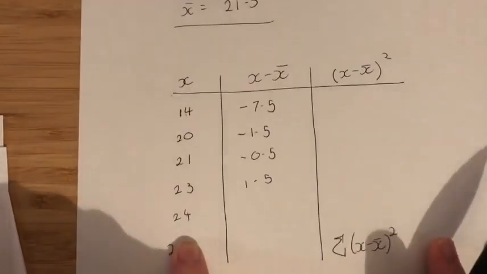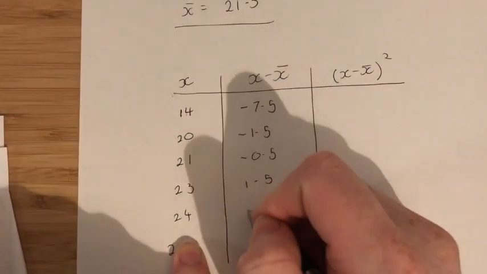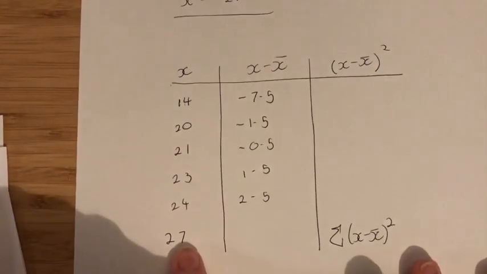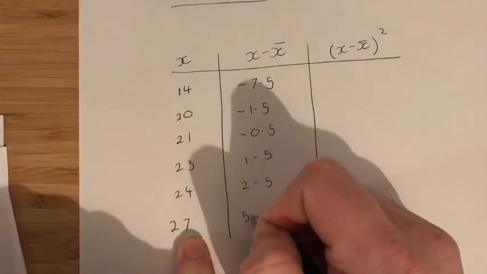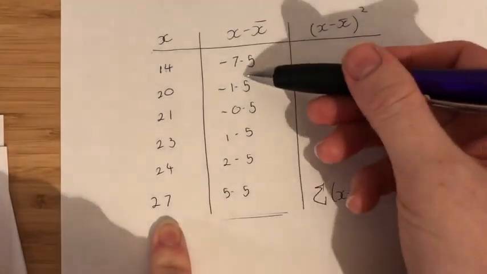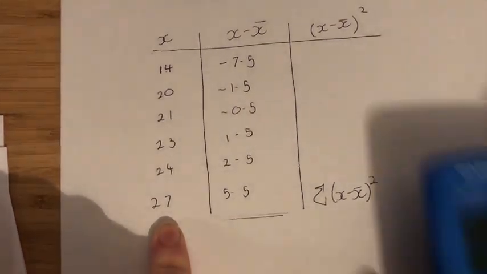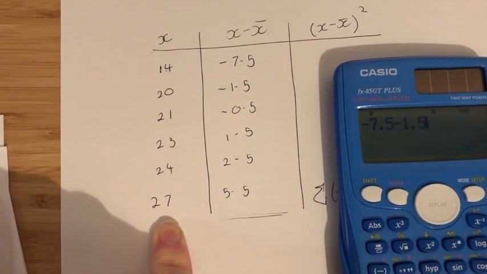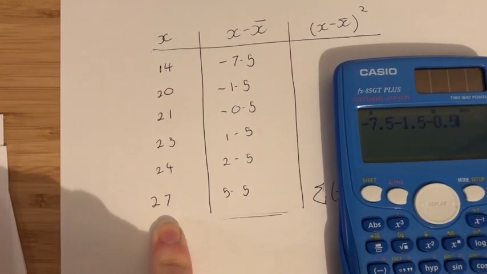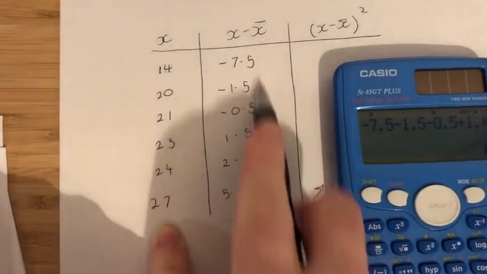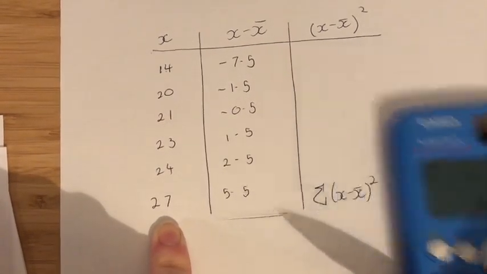24 minus 21.5, you've got 2.5. And finally, 27 minus 21.5, you've got 5.5. And a good thing to check is that if you sum all of these up, they should equal 0. Just means you've got it right so far and you're on track. So I'm just going to sum them up on my calculator. Equals 0. Adding them all up equals 0. We're on the right track.